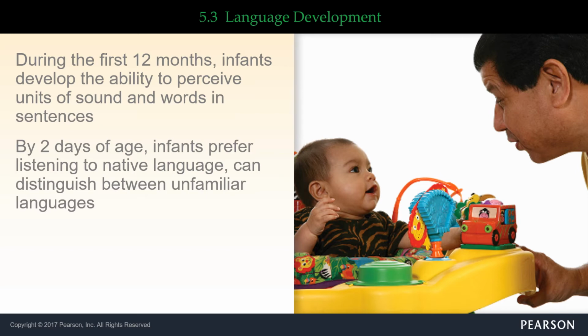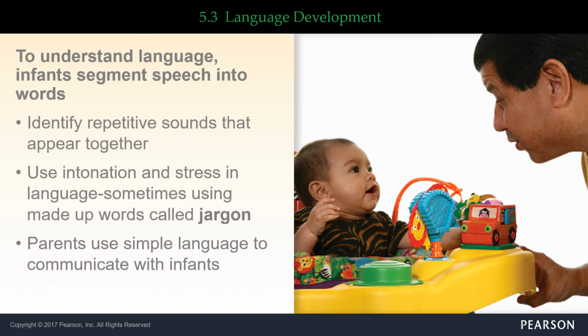By 2 days of age, infants prefer listening to native language, and they can distinguish between unfamiliar languages. Because remember, they can hear in the last trimester of prenatal development. And so even though they're just 2 days old, they've heard a lot of language already. To understand language, infants segment speech into words. They identify repetitive sounds that appear together. They use intonation and stress in language.